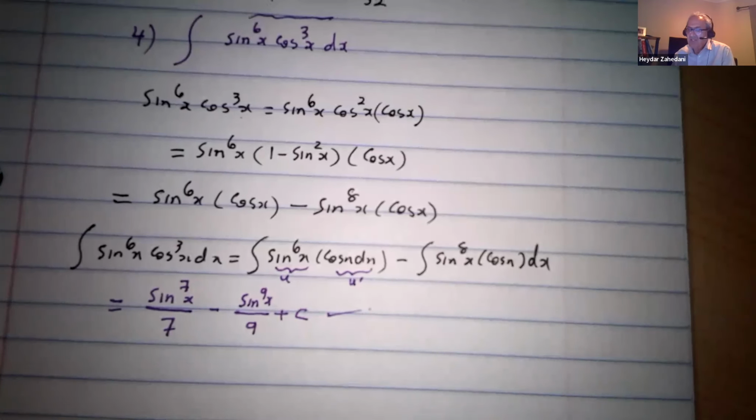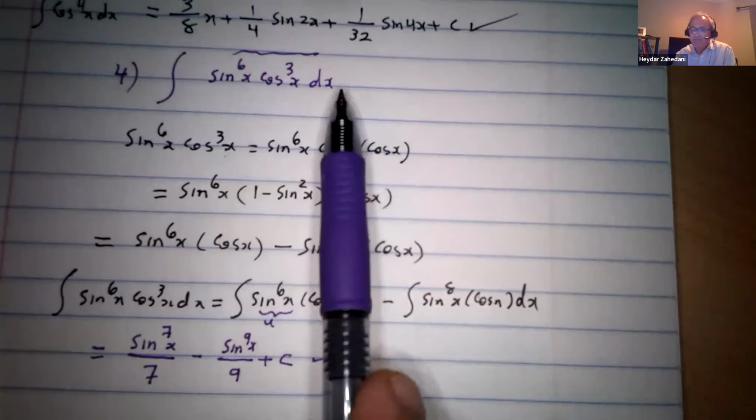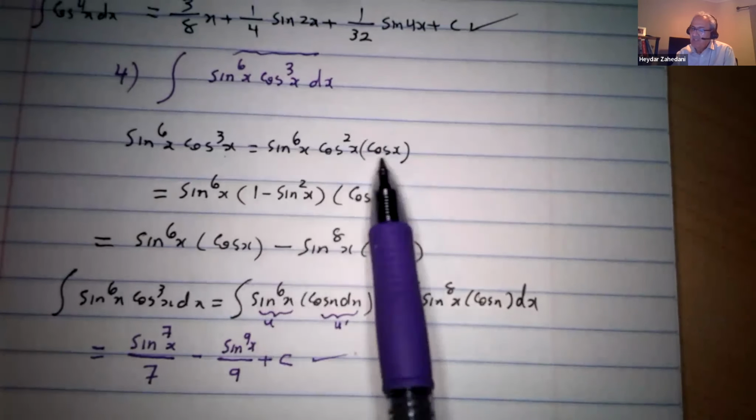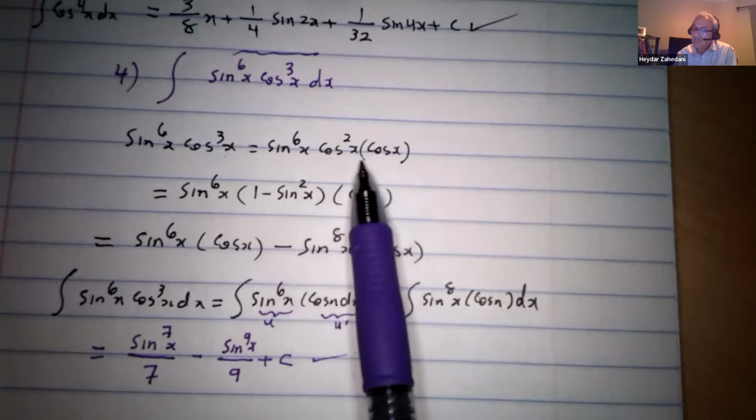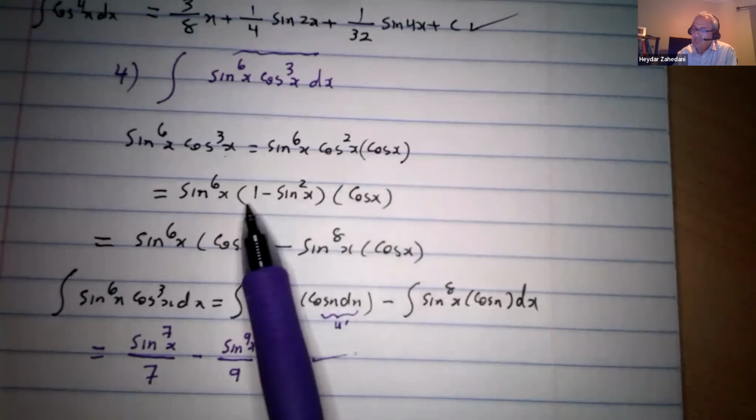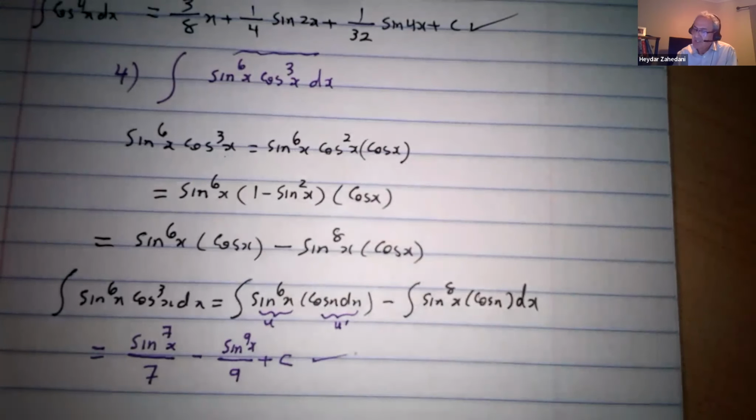As I told you, as soon as you see the odd power of a sine or a cosine, break it. Break it, and there's going to be a leftover of the cosine. That's very good because this is going to be your du or u prime. So we have to change everything else into the sine. So that cosine squared, I change it to 1 minus sine squared. So when you distribute it, you'll be able to do it.